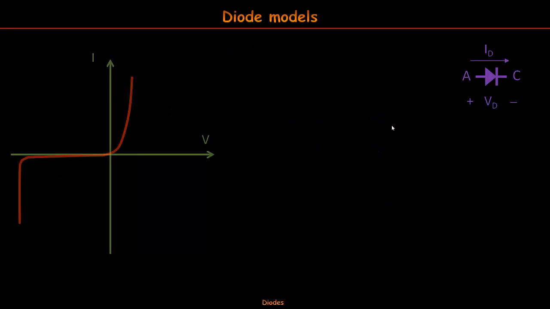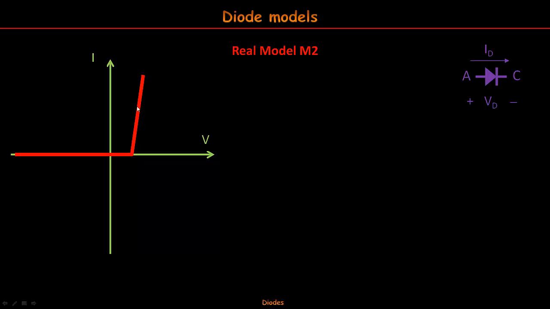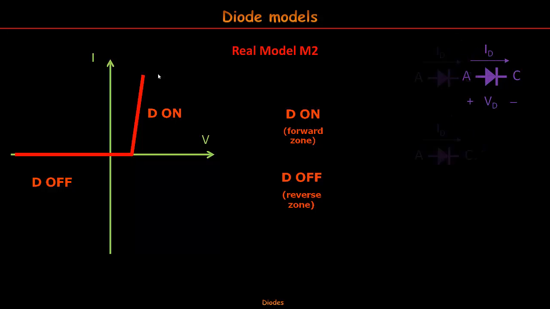The third approach is similar to the previous one. It is the real model M2. Now, the point is to draw a slightly bent line from the forward voltage on. The small slope is to simulate the exponential zone of the forward characteristics. Then, the model should be again the same for the reverse operation. As you can see here, an open circuit can replace the diode in this situation.